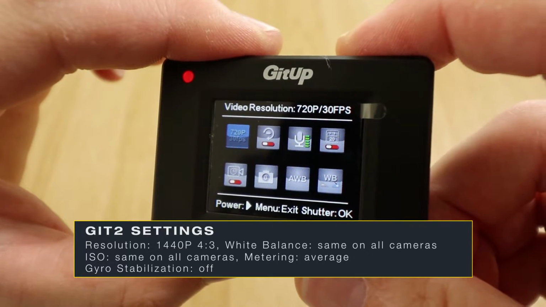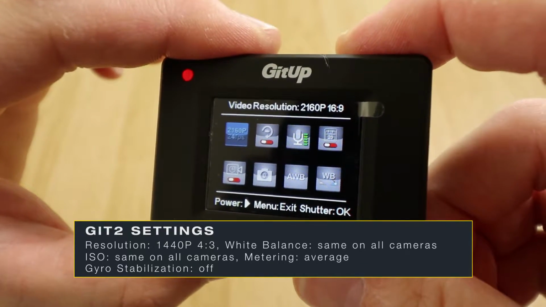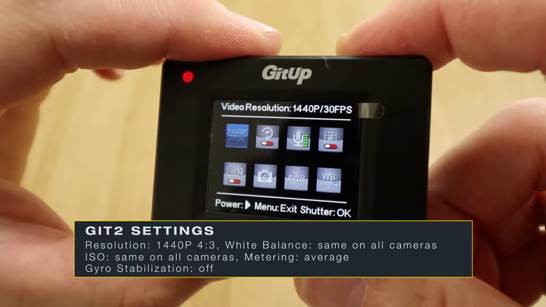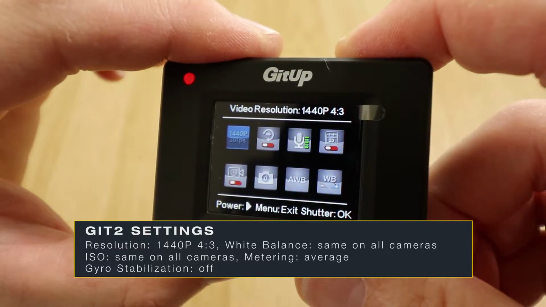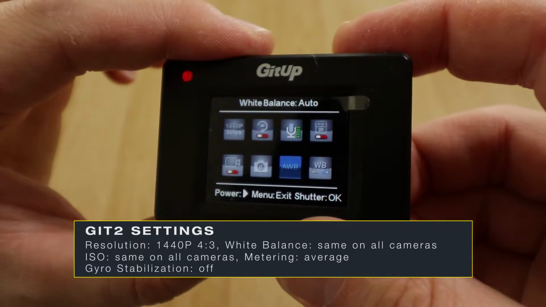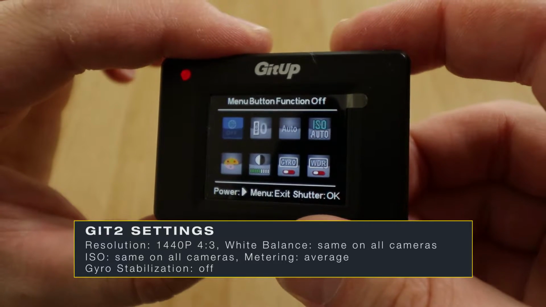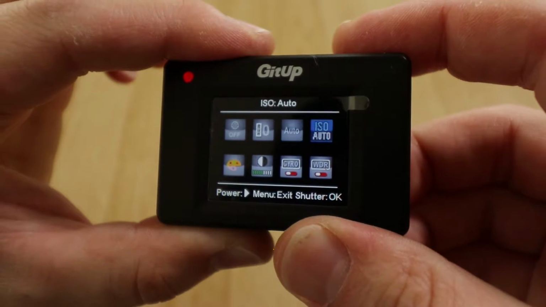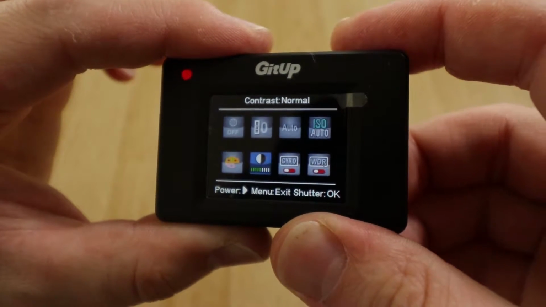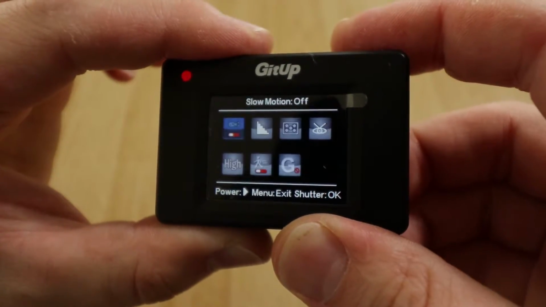I'm going to start by ensuring that all Git2 cameras are configured using the same settings. It's critical when you're doing 360-degree work that all of the cameras capture at the same resolution, the same frame rate, and are configured such that they have very similar white balance and metering modes. I have found that 1440p with a 4:3 video frame setting is optimal for the Gitup Git2.